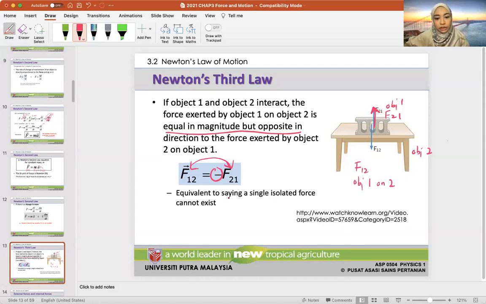So this is equivalent to saying a single isolated force cannot exist. Meaning to say, if I touch this phone, the phone is also applying the same force to my hand, but I don't realize it. But there is a force. I apply 5 Newton force. The phone says I'm applying 5 Newton force too on your hand. So there's no single isolated force in reality.